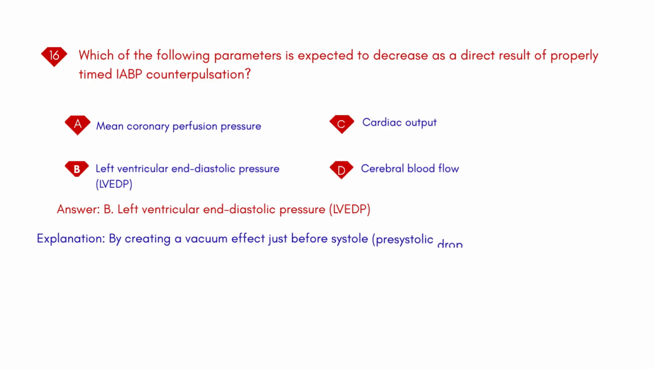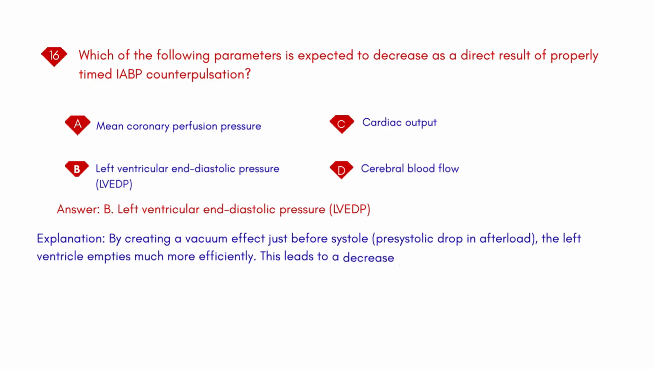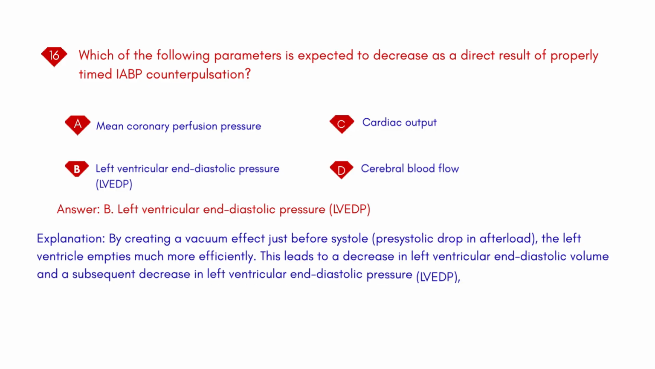Explanation: by creating a vacuum effect just before systole, a presystolic drop in afterload, the left ventricle empties much more efficiently. This leads to a decrease in left ventricular end diastolic volume and a subsequent decrease in left ventricular end diastolic pressure, LVEDP, relieving pulmonary congestion.